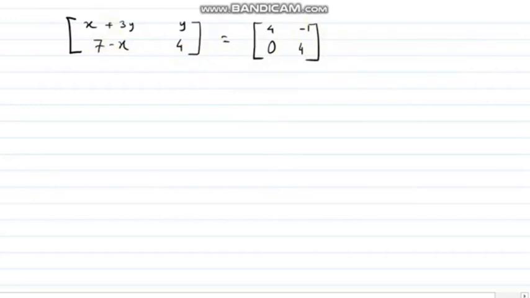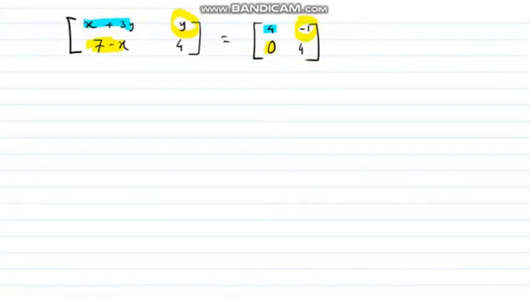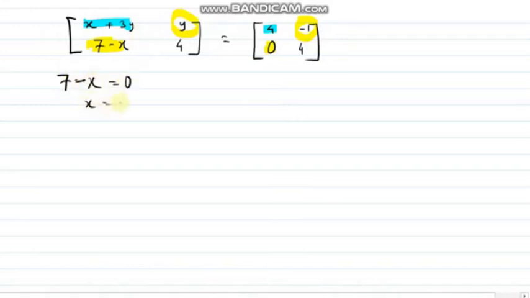So for the equal matrices concept, can we write that this element is equal to this element? As we know, the corresponding elements are equal. This element equals this element, next one this element equals this element, and the remaining 4 equals 4, right? So just check. We are going to take the two easy parts. First, I am going to take 7 minus x equals 0. So from that, x will be equal to 7.